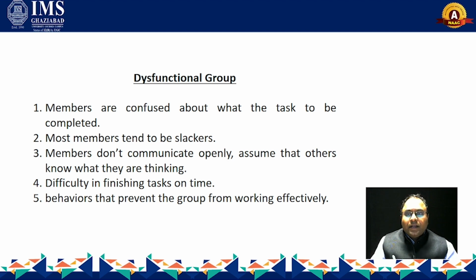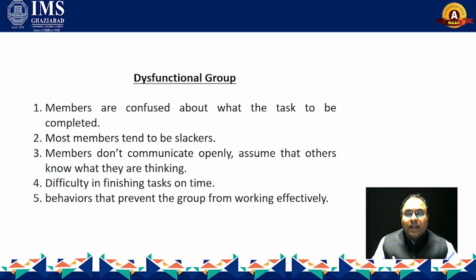Point 3 tells us that members don't communicate openly and assume that others know what they are thinking. They are very reserved in nature. They don't want to communicate openly because of how others will take their opinion or their words; it may go negative towards them. That's why people are not communicating openly.